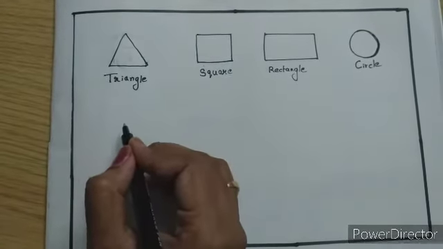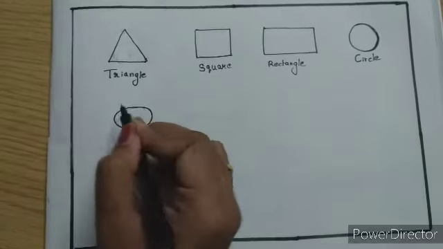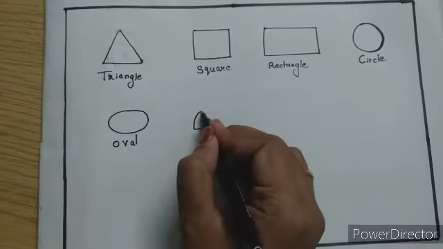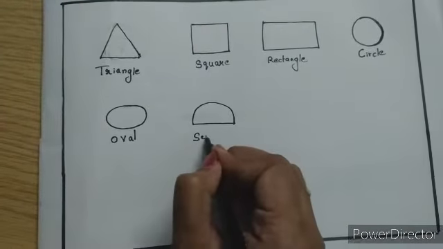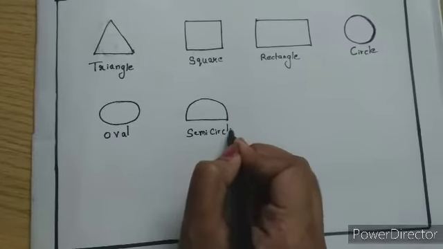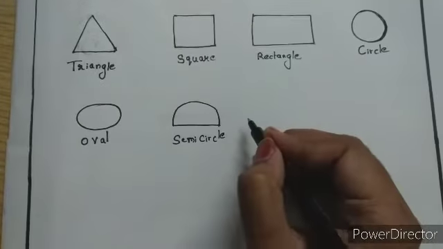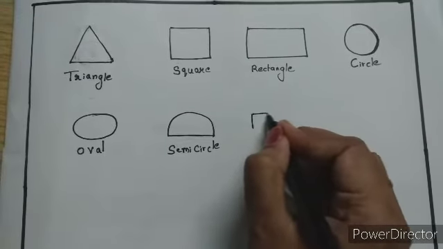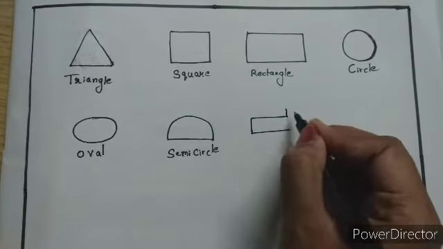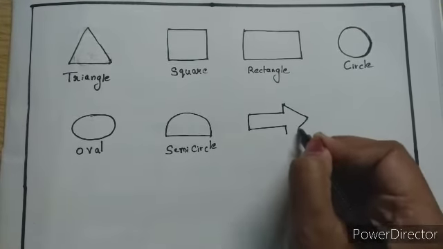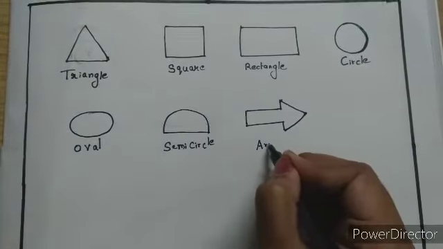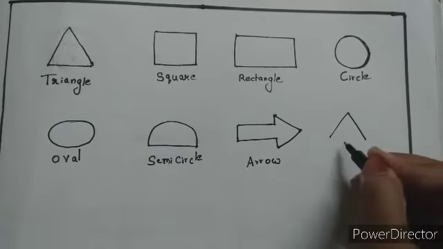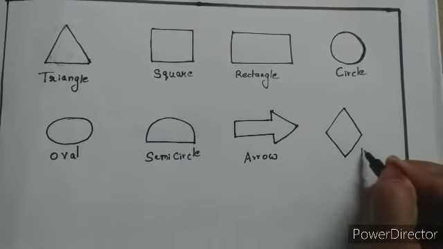Now we are drawing oval. Next one, semicircle. Next shape, arrow. And the next shape, diamond.